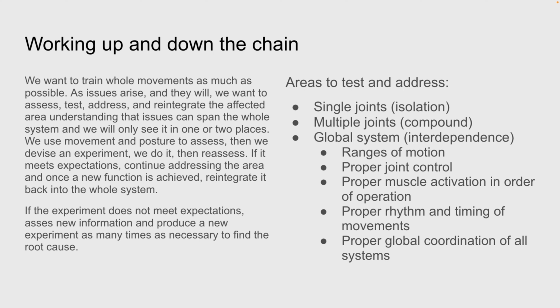So when it comes to addressing issues or dysfunctions, either in posture or gait or mechanics, we want to train the whole movement as much as possible. So we want to be training whole large-scale movements. We're going to say 80% of the time should be the goal. As issues arise, and they will, we want to assess, test, and address and reintegrate those affected areas, understanding that the issue can span the whole system, and we will only see it in one or two places.